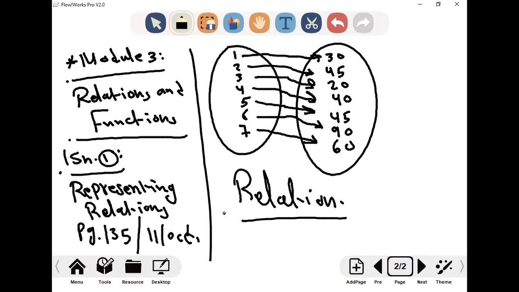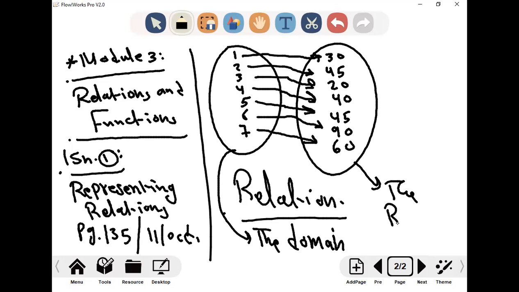The set of days is day. The set of days is the domain. And this set we call the range. So for the relation we have a domain and a range. The domain connects with the range. The set of days is the domain of the relation and the set of times is the range.